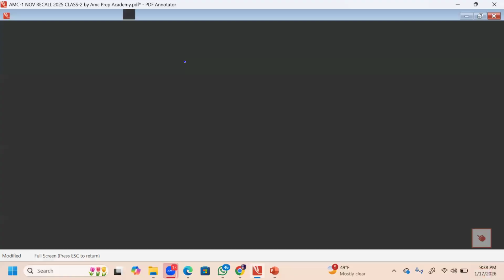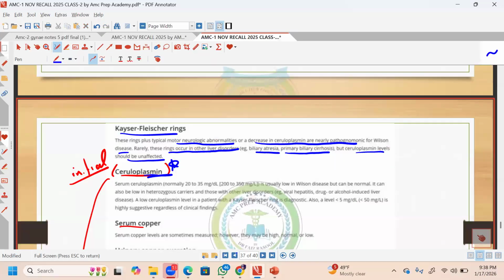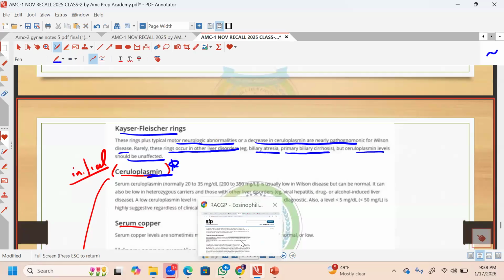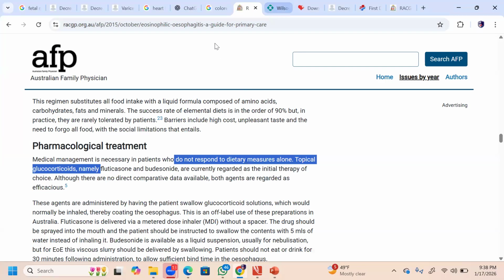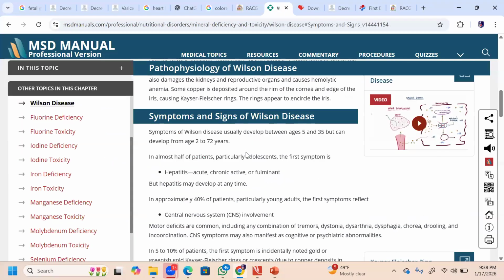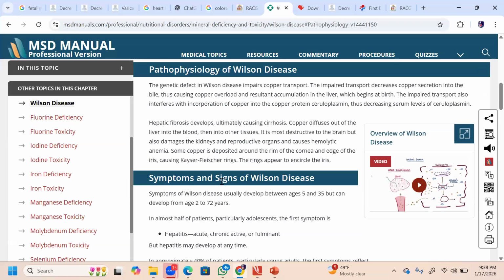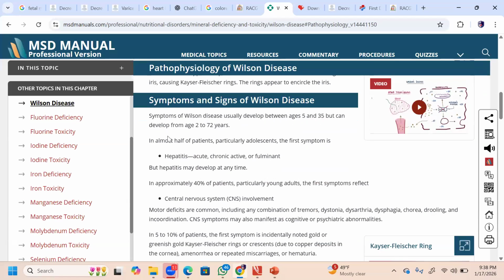So let me show you a guideline. Just wait. Okay, doctor. So this is the guideline.